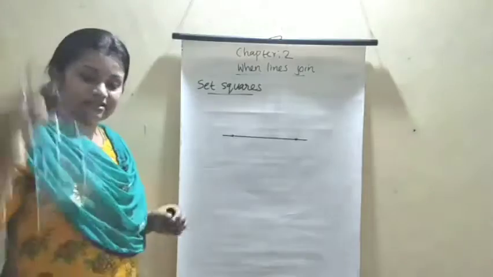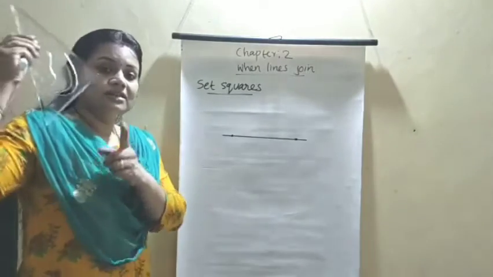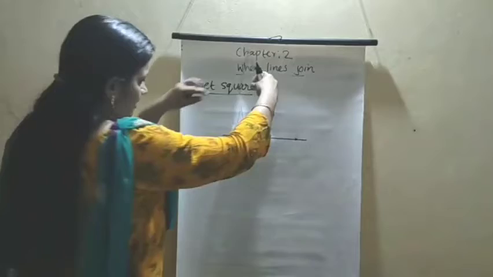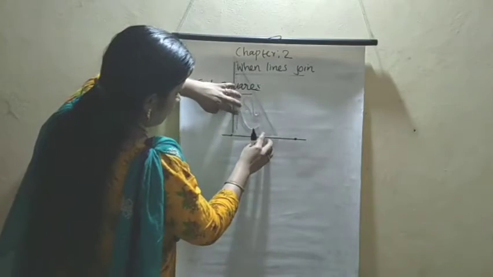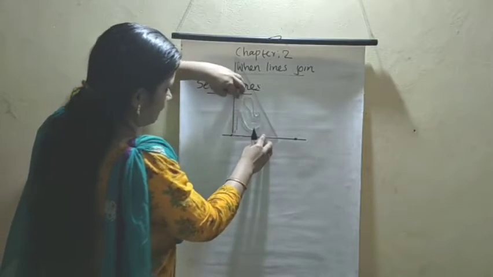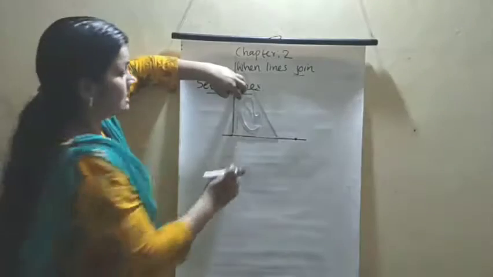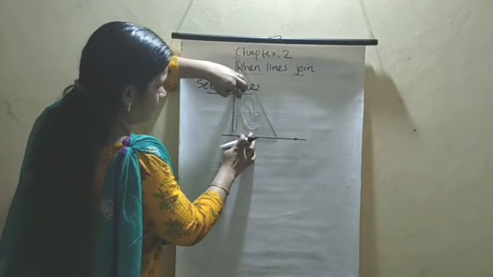Understood? Then place the edge of the set square here. Then draw. How many centimeters do we draw straight up? We want to draw a straight line up.